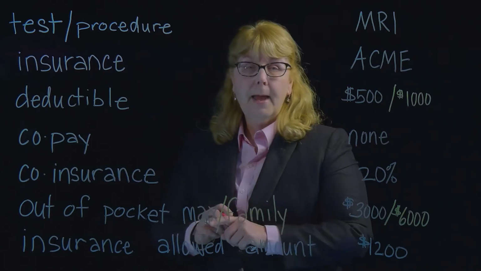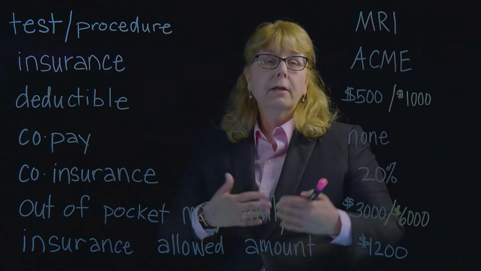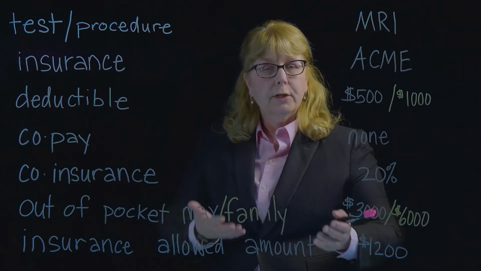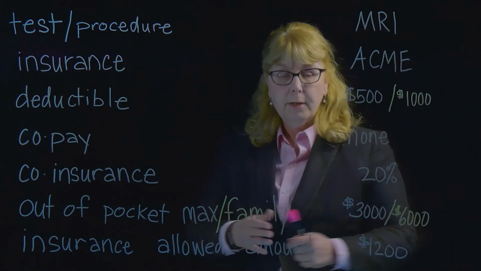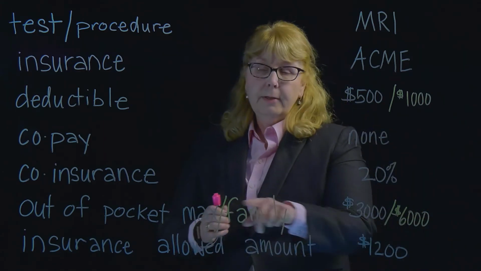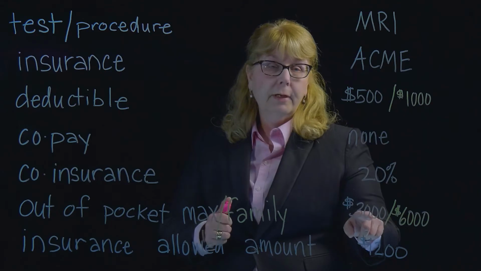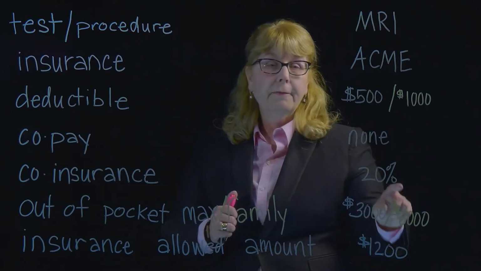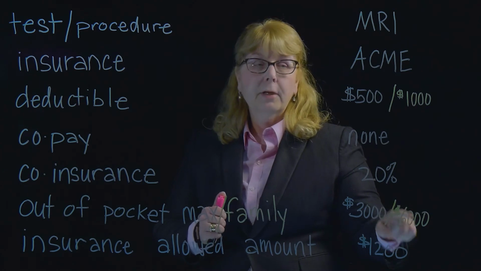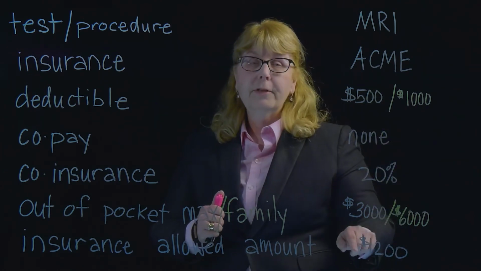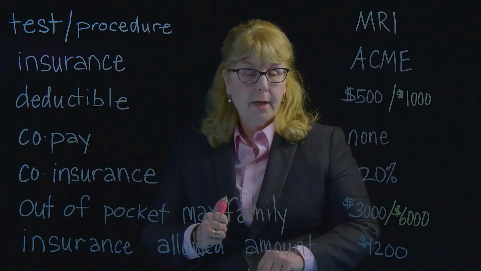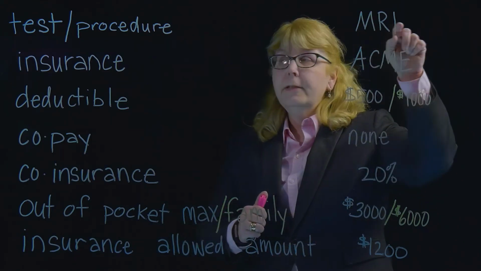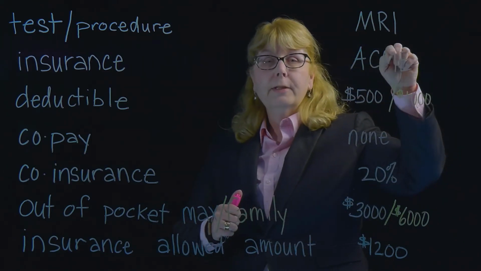Your out-of-pocket max is how much, let's think of that catastrophically, that you could owe for the entire year. In this example, this person has a $3,000 individual out-of-pocket max and a $6,000 family out-of-pocket max. These are critical numbers to understand before you have your procedure done. So let's walk through this specific example and how it's calculated.